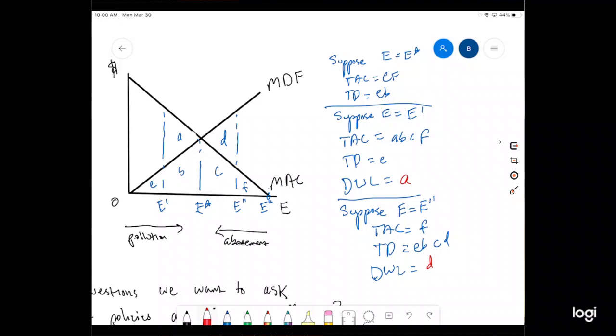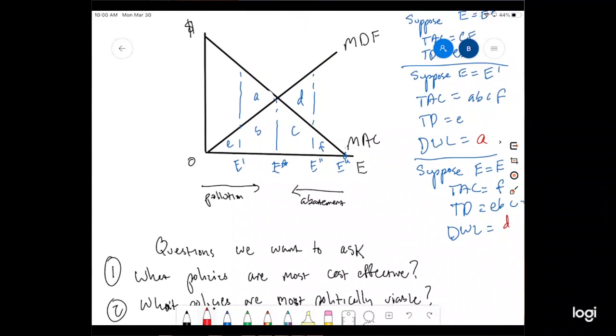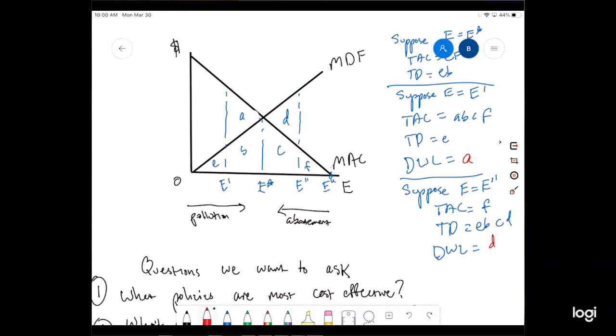So questions we want to ask for policies. What policies are the most cost effective, meaning cost us the least overall? What policies are the most politically viable? Which ones can we actually implement? And what policies are economically efficient? What does it mean to be economically efficient? Well, some policies are only going to get us to E double prime, and some are going to get us too far, E prime. The efficient policy is the one that gets us to E star, the optimal level of emissions.